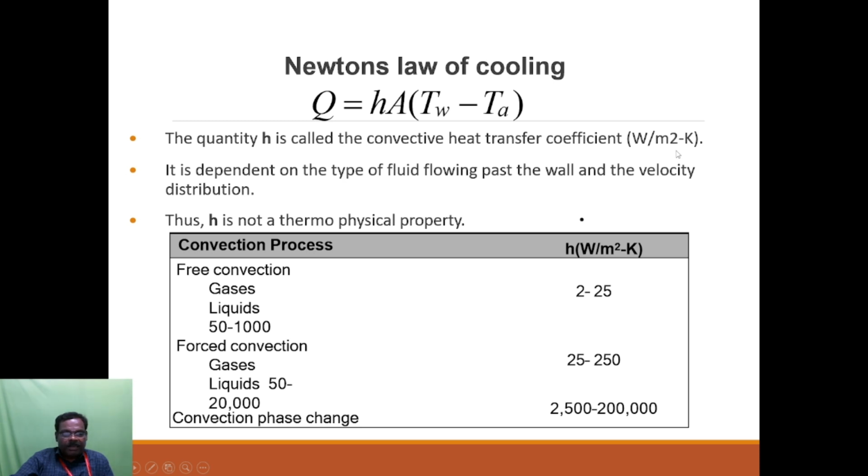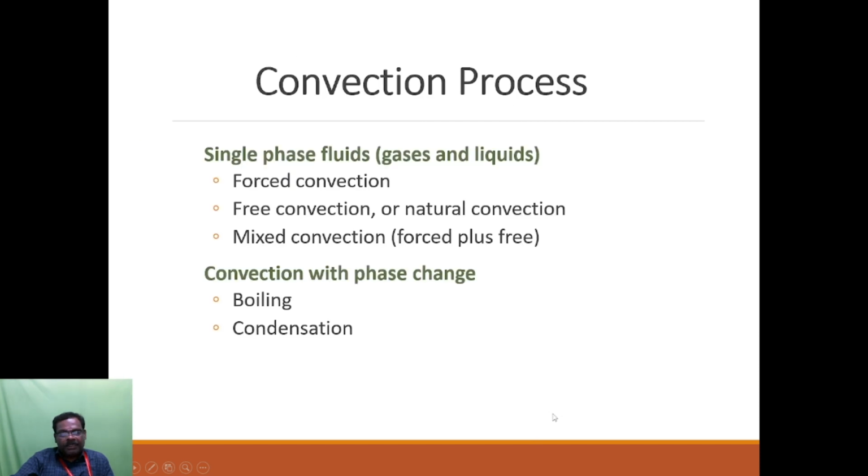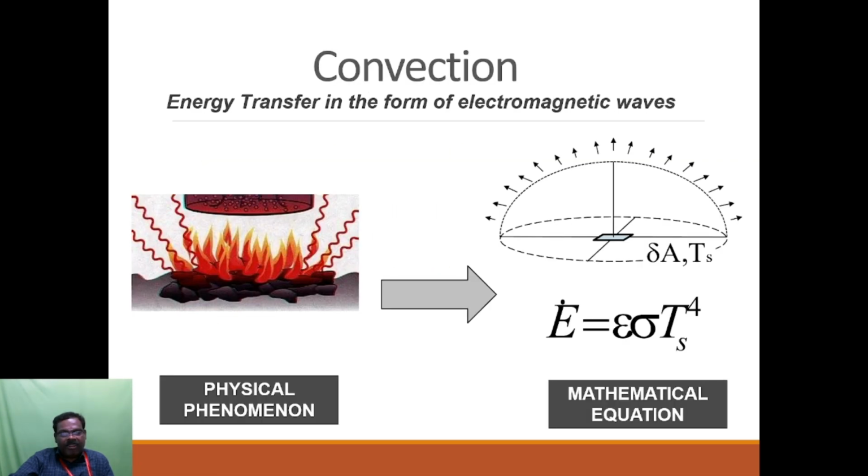Meter square Kelvin. Okay. So for the convection process, I will tell you the different types of convection in the later part. The convection value for gases is this one. For free convection, this one. So in convection, you have different types. One is forced convection, another one is free convection. Next one, mixed convection. Convection with phase change, you have boiling and condensation.